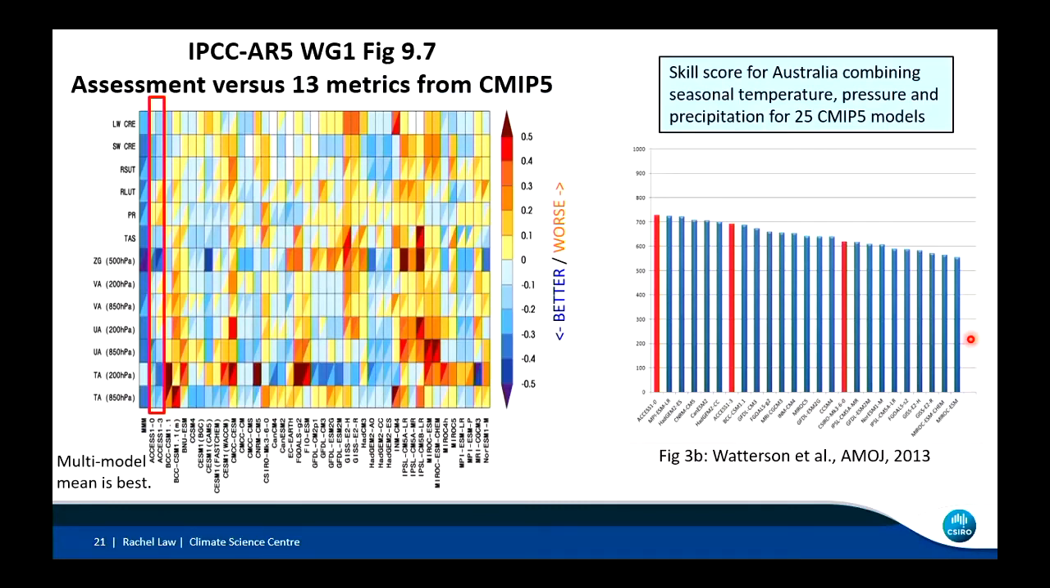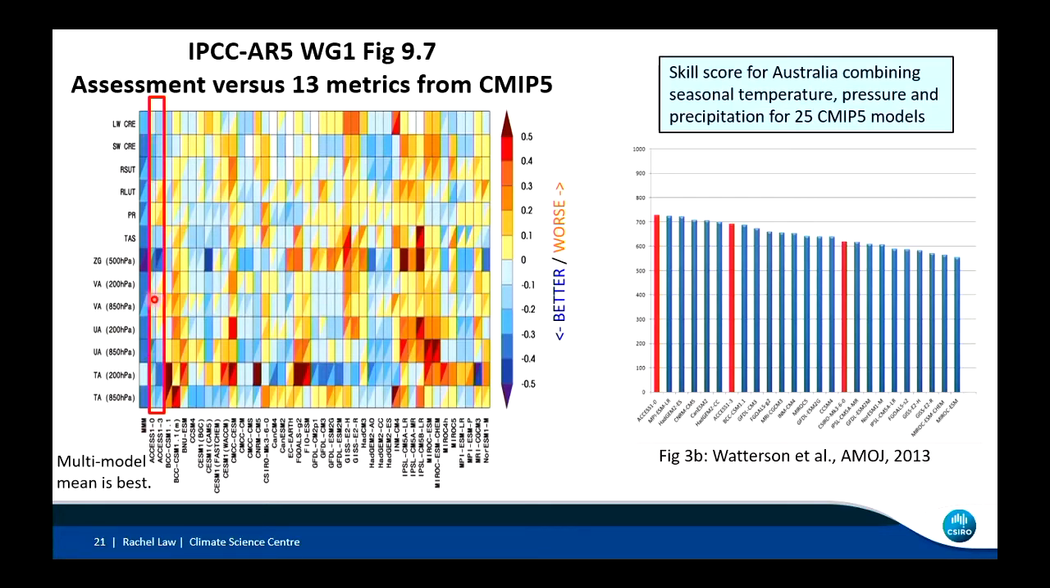These were some of the assessment of present-day climate used in the IPCC. The plot on the left is actually from the AR5 assessment report. These are different metrics down the rows, and each column is a different model. The far left-hand one is the multi-model mean. Blue is better, red is worse. So you can see that the multi-model mean comes out best of all. You're averaging out the noise, keeping the signal, hopefully.